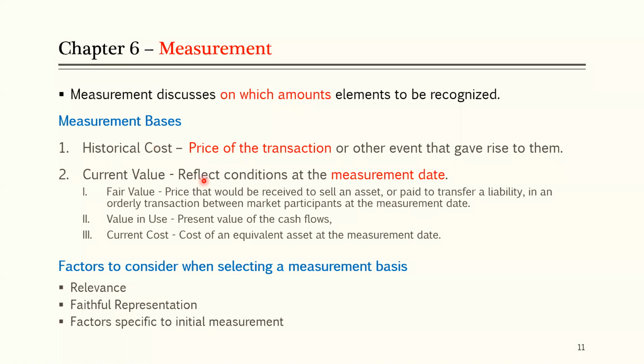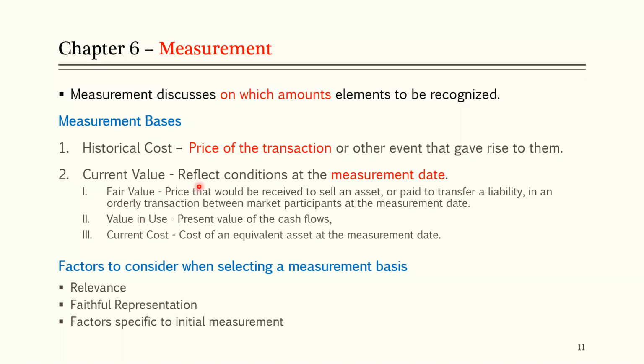Current value reflect conditions at the measurement date. Now measurement date එක වෙද්දී value එක කීයද? අපි ඒක නම් අපේ financial statements වලට අරගෙන එන්නේ, right? That is the current value. Price at the transaction date is the historical cost. Price at the measurement date is the current value. So there are three ways we can determine this current value, right? One is fair value, or we can consider the value in use or the current cost.